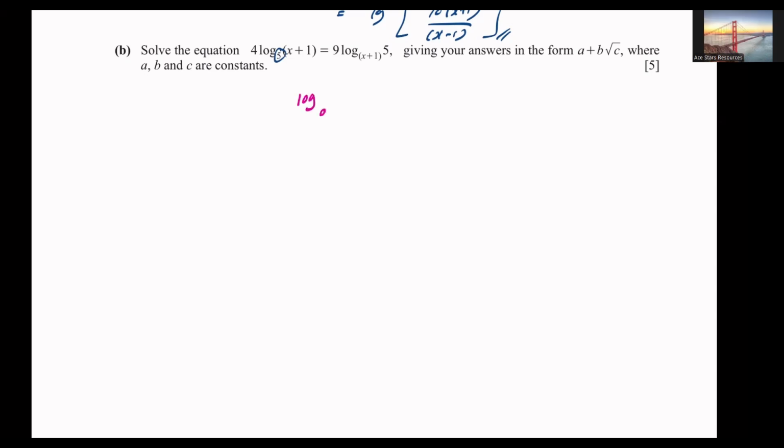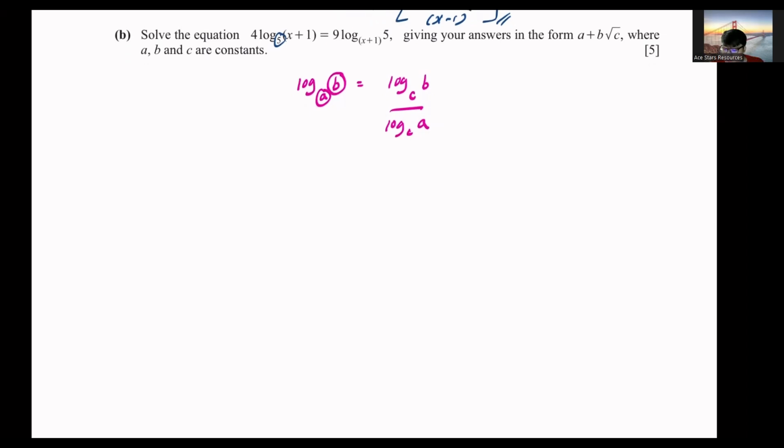Technically, to change log base a of b to a new base, log base c, the index goes on the numerator, and the base goes at the denominator. That's basically the rule to change base. Now for this question, I would like to change it to base 5 in order to make it easier, so we don't have to deal with algebra.